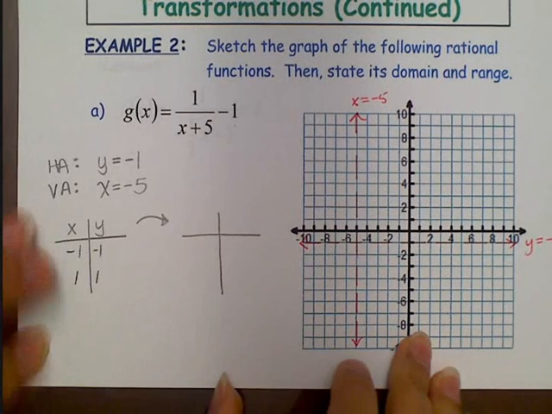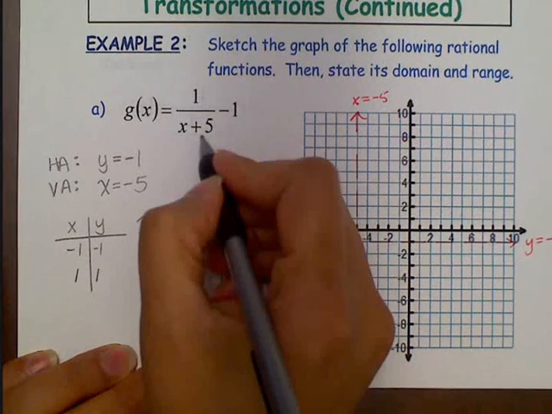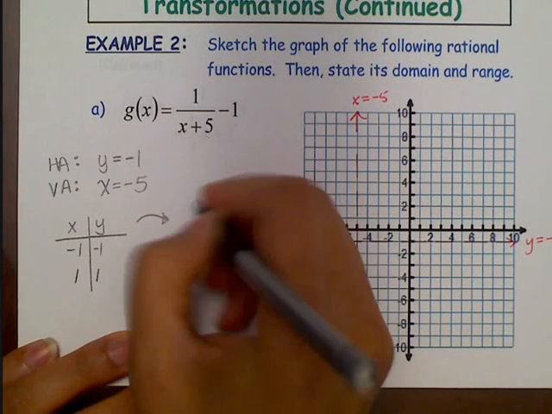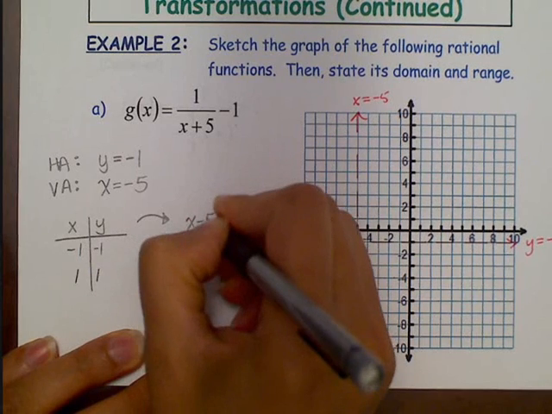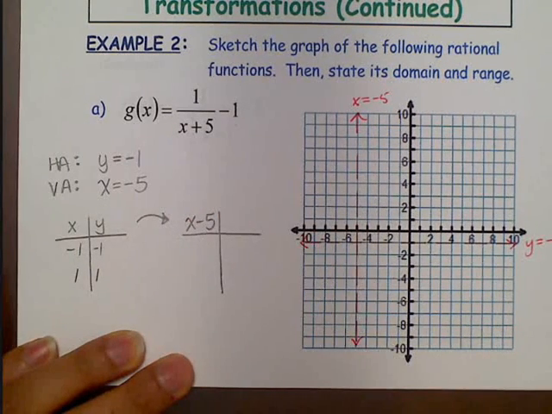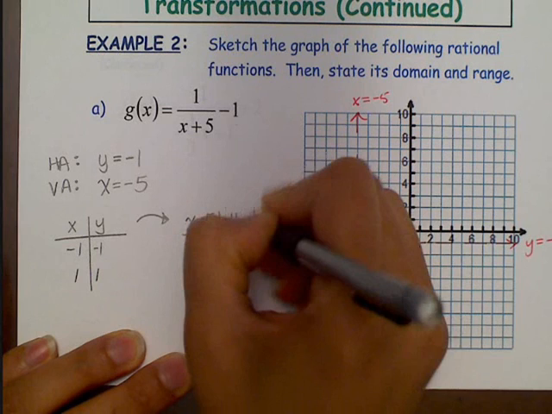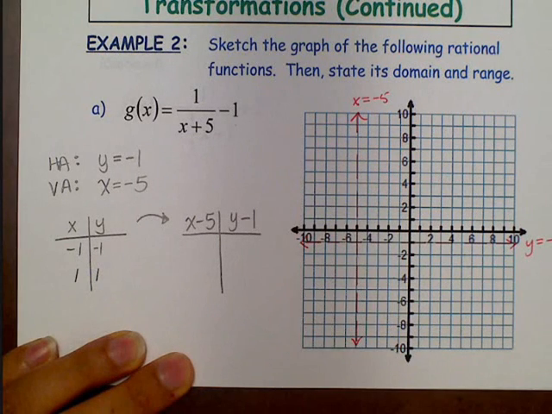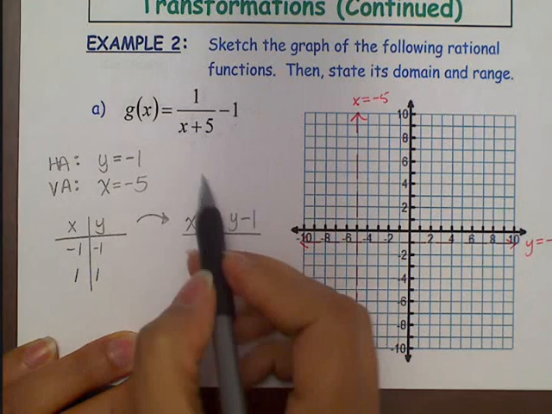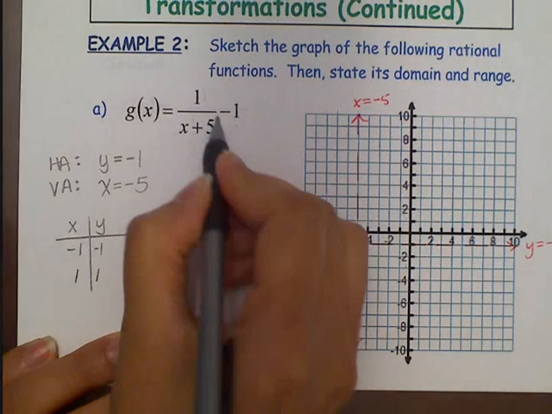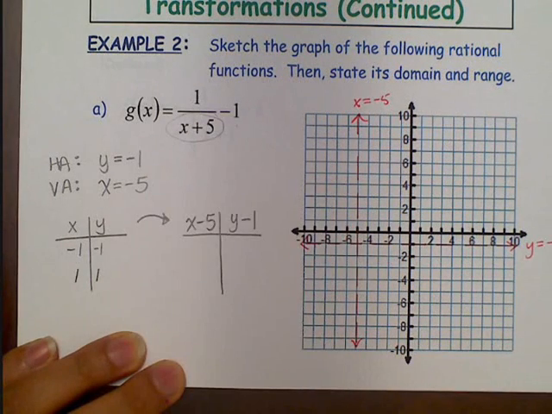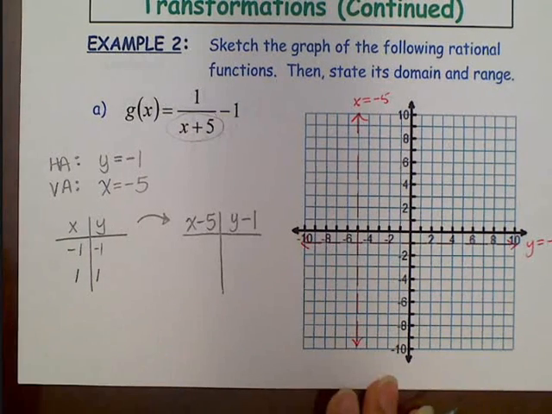In terms of our mapping formulas, the graph has been shifted to the left 5 units, so I know my x values are going to decrease by 5, and the graph has been shifted down 1 unit, so my y values are going to decrease by 1. In case you're wondering where I got these numbers from, remember all your horizontal transformations are going to be in the denominator, and all your vertical ones are going to be the numbers on the outside.